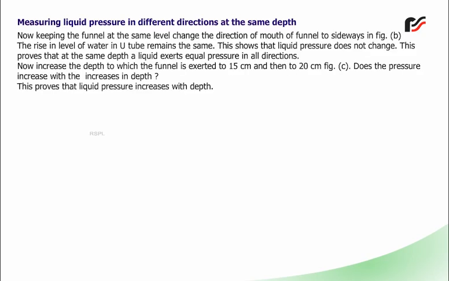Measuring liquid pressure in different directions at the same depth. Now, keeping the funnel at the same level, change the direction of the mouth of the funnel to sideways, as in figure B. The rise in level of water in the U-tube remains the same. This shows that liquid pressure does not change. This proves that at the same depth, a liquid exerts equal pressure in all directions. Now, increase the depth to which the funnel is inserted to 15 cm and then to 20 cm, figure C. Does the pressure increase with the increase in depth?